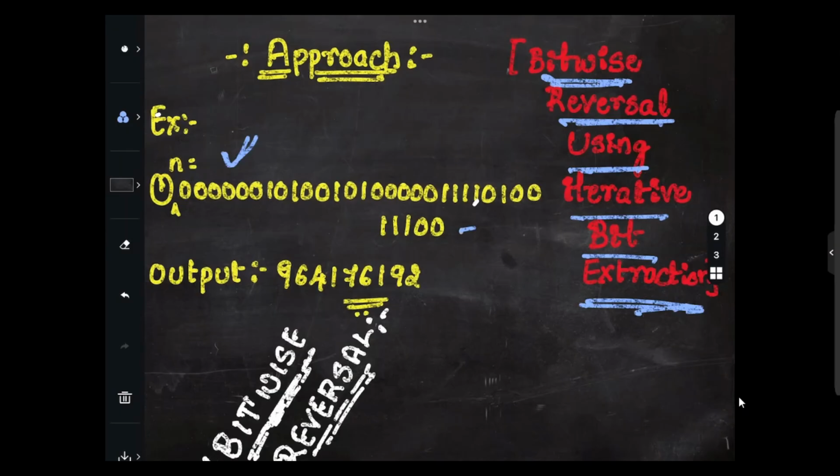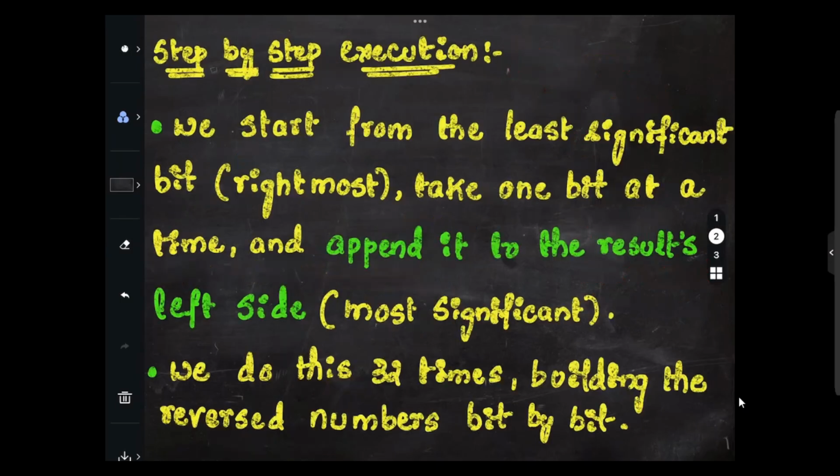When we reverse its bits, the result that we get here is 964176192. So this one we need to return as output. That's what we have already discussed. Let's move on with the step-by-step execution here.